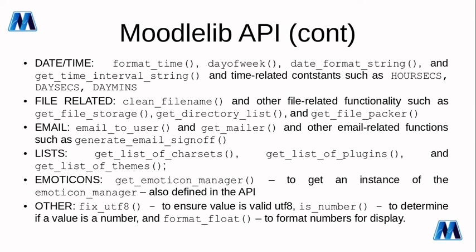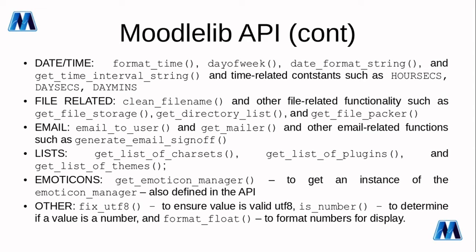Right, and then there are others. That's why I called it the Swiss Army knife, because it's basically got lots of different things within the API. So you've got things for date and time, so userdate, day of the week, get_time_interval_string, and then some constants defined like HOURSECS, DAYSECS, and so on. You'll come across that again in the form API, where sometimes you'll be using those.